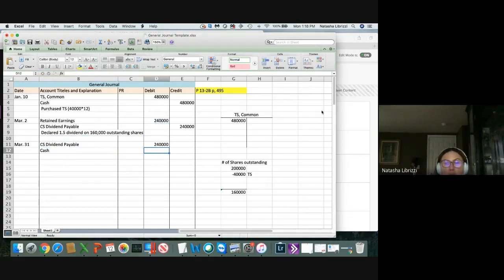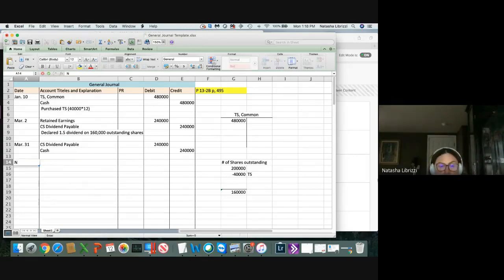The same amount. All right, so we just paid dividends. We've been doing those before. Now, on November 11, I sold 24,000 of its treasury shares at $13 per share. So remember, I bought them at $12. Now I'm selling them at $13. Let's see how this plays out.